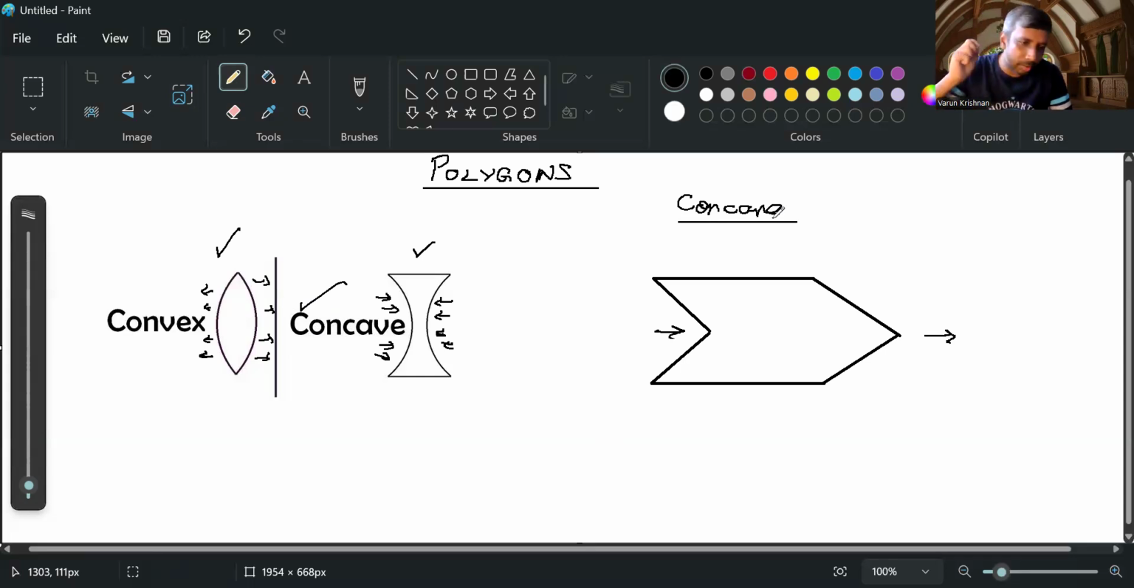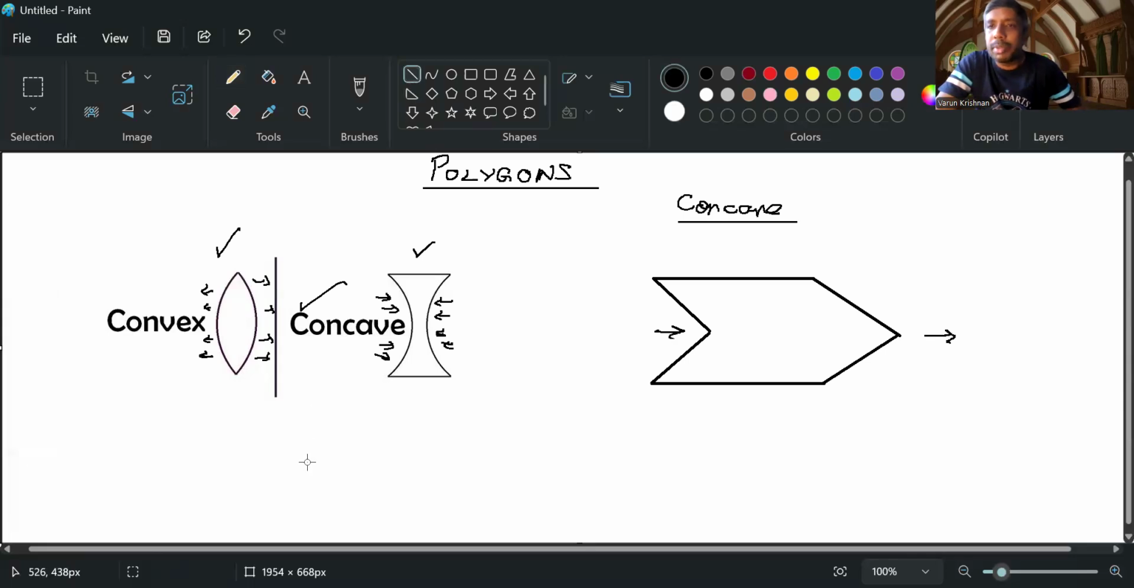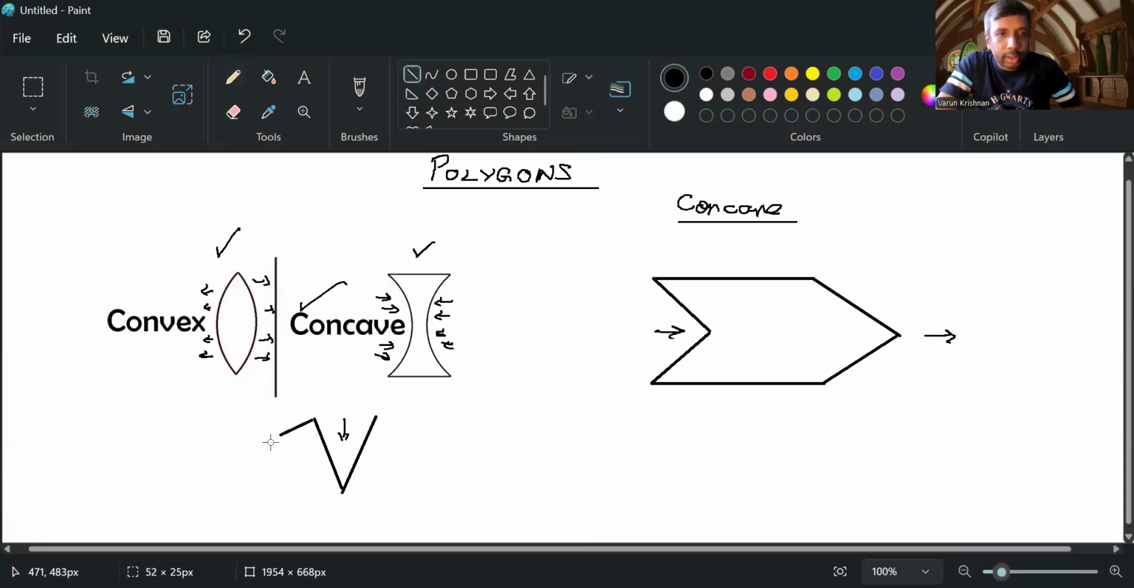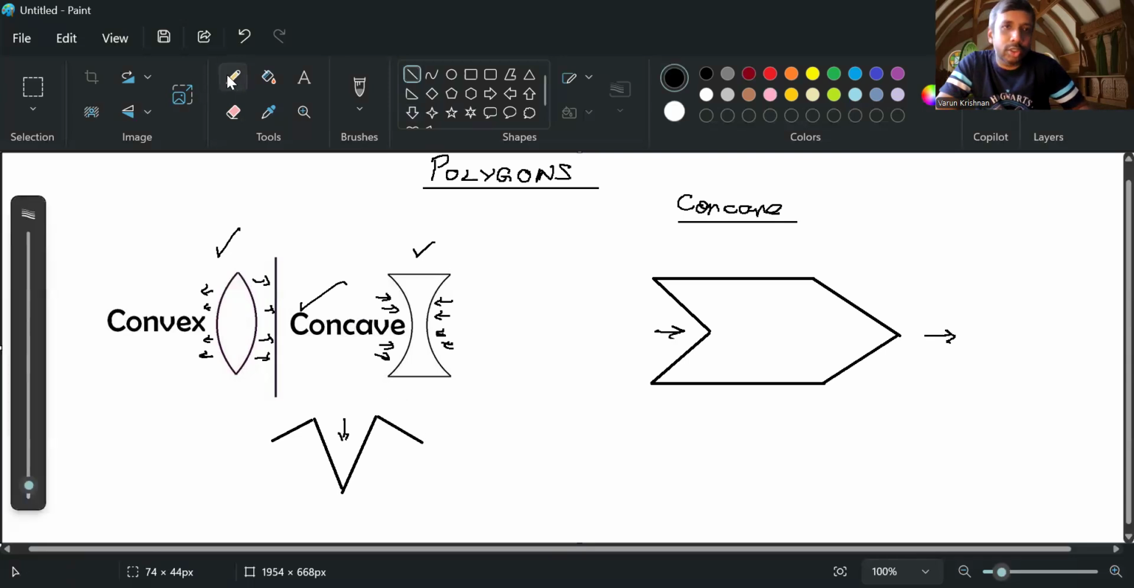Because I give this challenge to everyone in my classes as well, and I'll give you the same challenge right now in this video. Try to draw a polygon in which all the vertices are caving inward, or try to imagine one. I'm telling you it's impossible to do, because as soon as I draw one vertex caving inward, immediately the adjacent two vertices have to bulge outward. It's not possible for all of the vertices to cave inward. It is possible for all the vertices to bulge outward, but all the vertices caving inward is impossible.